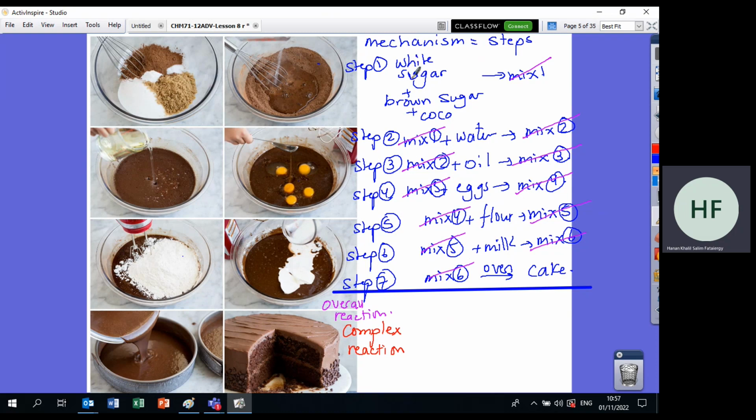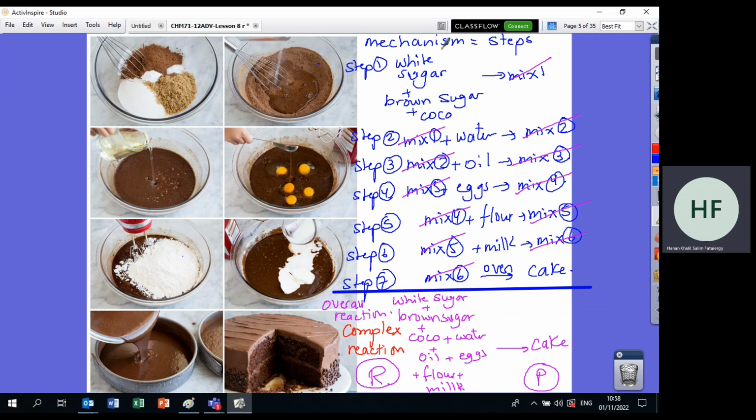Now what is left in the reactant side? Let's write them down. White sugar plus brown sugar plus cocoa powder plus water plus oil plus eggs plus flour plus milk. Okay, now what is left in the product side? Only cake. Now these things, I call them the reactants. And this is the product.